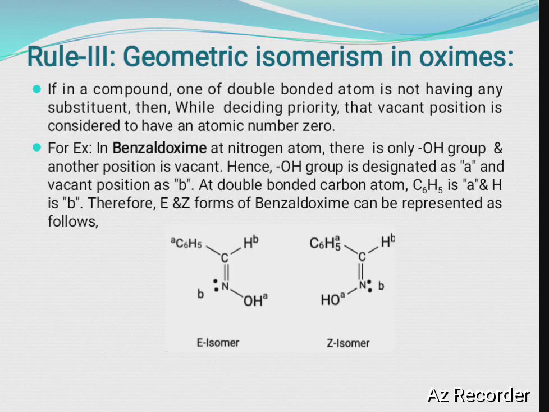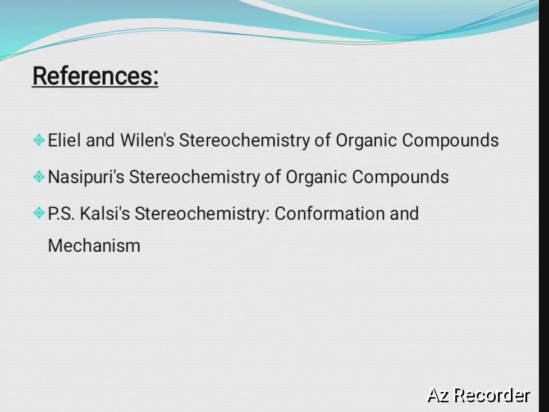Okay, this completes the EZ nomenclature of the geometrical isomers. By the end of this session we came to know what the geometrical isomers are, what the types of geometrical isomers are, how these geometrical isomers are stabilized, and the EZ nomenclature of the geometrical isomers.